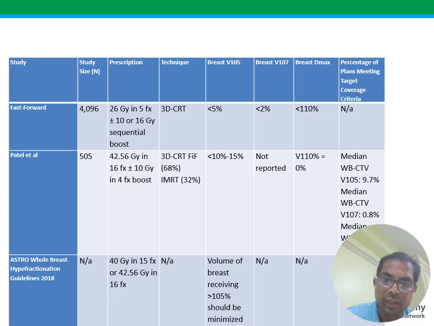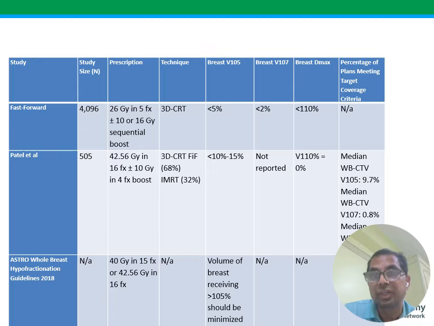When ASTRO came up with the guideline in 2018, they said try to keep V105 as low as possible, but in the appendix they mentioned less than 200 cc, which in my mind is a bit higher number, because if you have a 1000 cc breast, 200 cc could be 20%. So recently at ASTRO this year, the Mount Sinai group looked at the ASTRO guideline and their outcome data. So they practiced V107 less than 2% and V105 less than 200 cc.